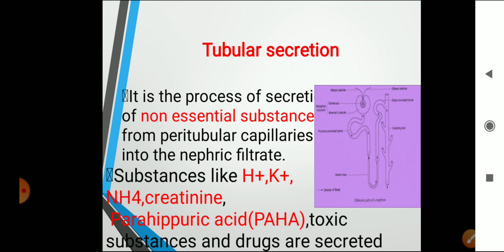In tubular reabsorption, what happens? From the glomerular filtrate, substances will be absorbed into the peritubular capillaries, whereas in tubular secretion, the substances from the peritubular capillaries will be secreted back into the glomerular filtrate. So it is just the opposite. So these are the three main steps in the process of urine formation.